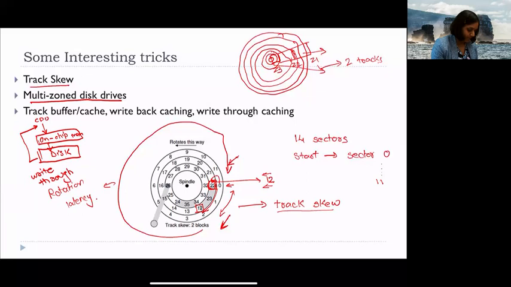Write-back caching, on the other hand, is another way where the CPU process would just put the data that it wants to write on the disk in the on-chip memory and return right back.